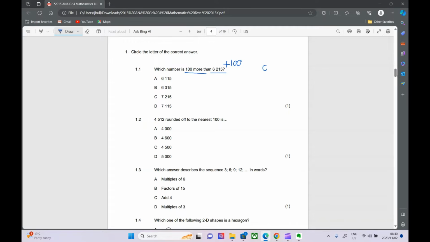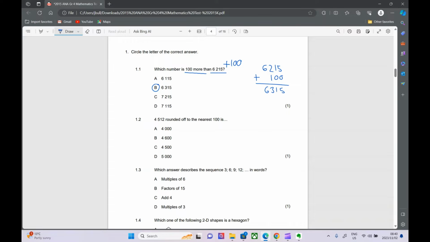You're going to use your column method of adding, or whichever method works for you. And you're going to write them underneath each other. So 6215, add that 100. And 5 add 0 is 5. 1 add 0 is 1. 2 add 1 is 3. 6 add nothing is 6. So you can see the number that is 100 more than 6215 is 6315, which is B.